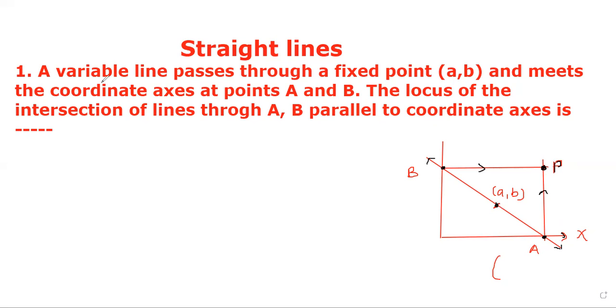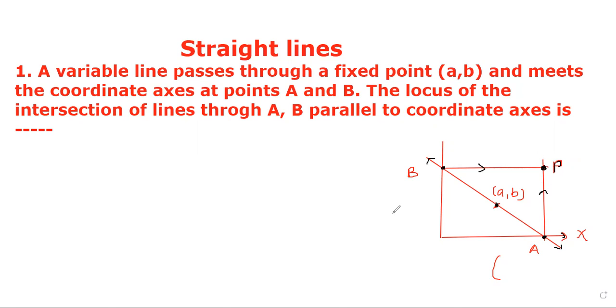We can read the question again. A variable line passes through a fixed point (a, b) and meets the coordinate axes at A and B. The locus of the intersection of lines through A and B parallel to the coordinate axes is. So we have to find out the locus of point P.